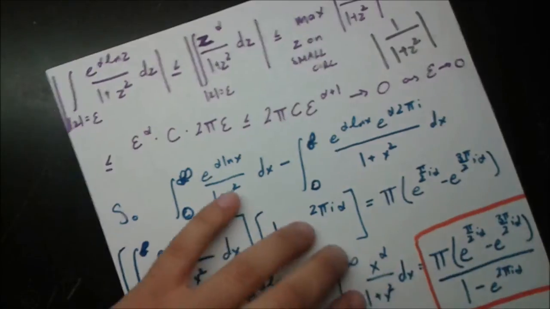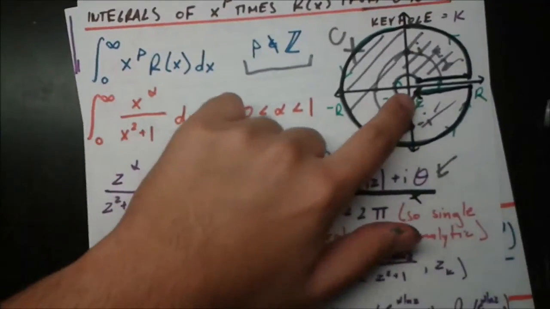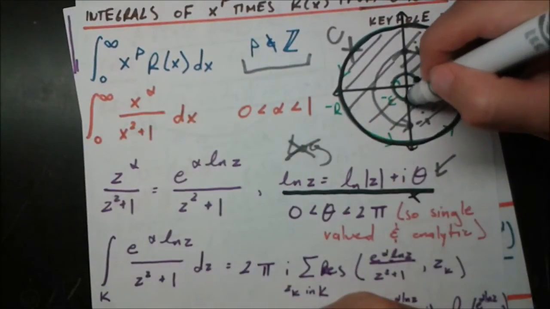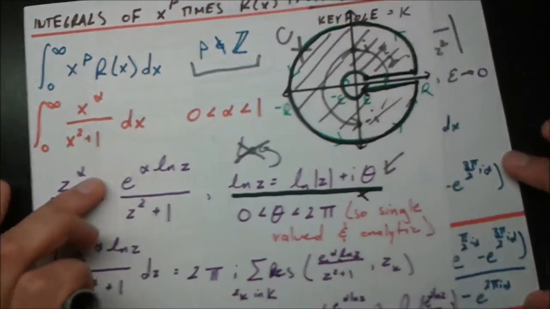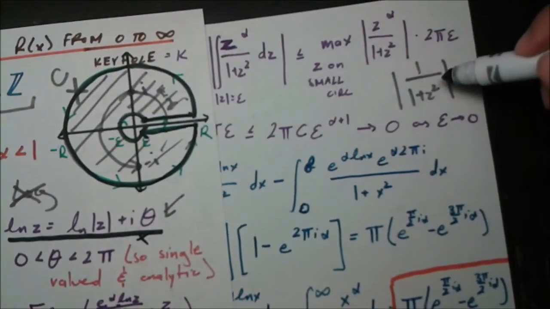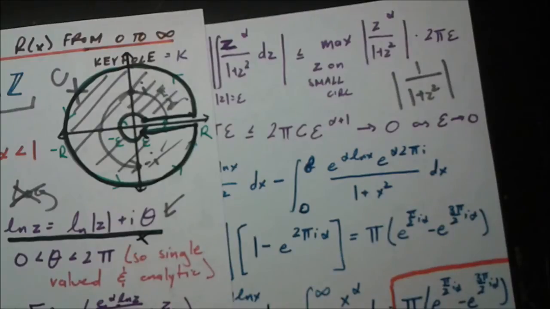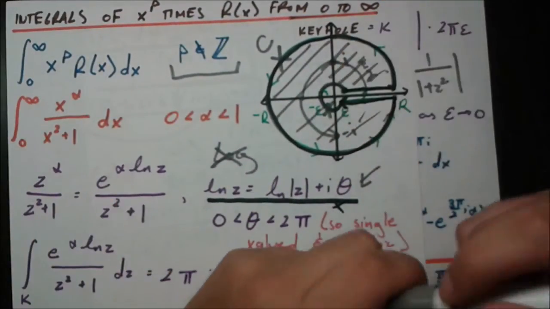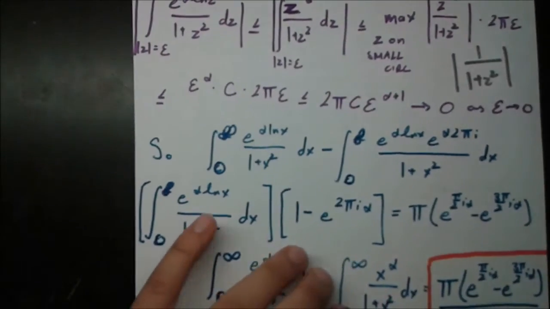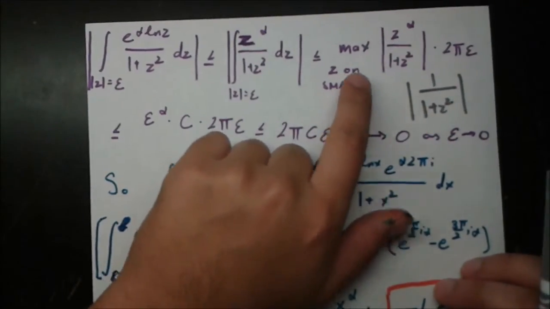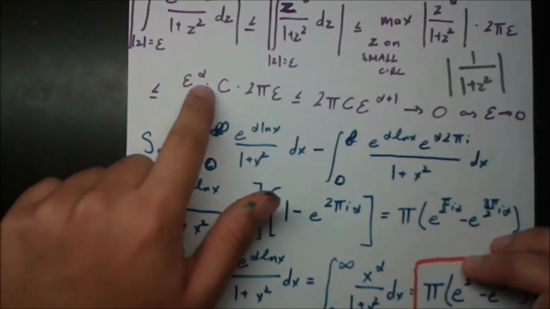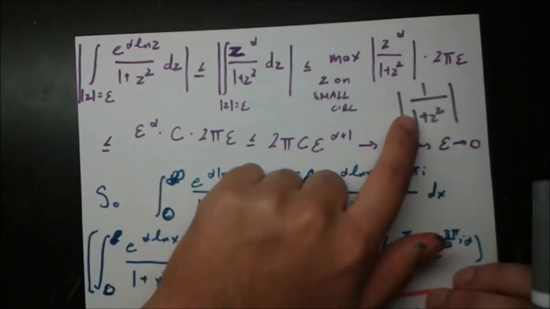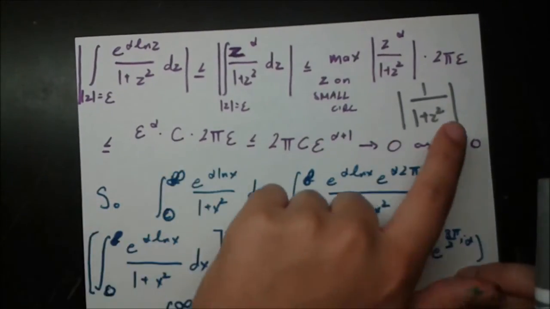And again, what we can do is go on the small circle that we have here, and say, okay, I'm traveling across it, and every time I travel to a new point, I'm going to evaluate the value of modulus 1 over 1 plus z squared. There's going to be some point where I find the maximum value, let's just say it's here, and I'm just going to arbitrarily call that c. So indeed, the maximum value of this is going to be epsilon to the alpha times whatever maximum value this has, c, times 2 pi epsilon.